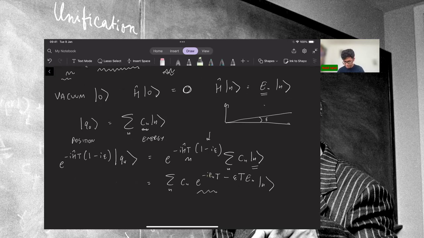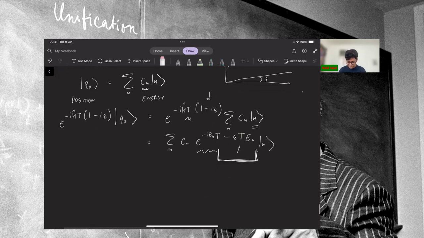Notice this part is an e to the i, so this part is oscillating. This part is minus epsilon, so this part is not oscillating. In fact, the bigger and bigger that I make T, the smaller and smaller this thing becomes, because it's e to the minus a positive number. Now, let's take the limit as T goes to infinity of this expression.